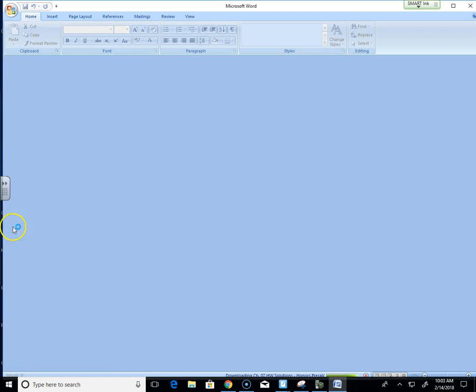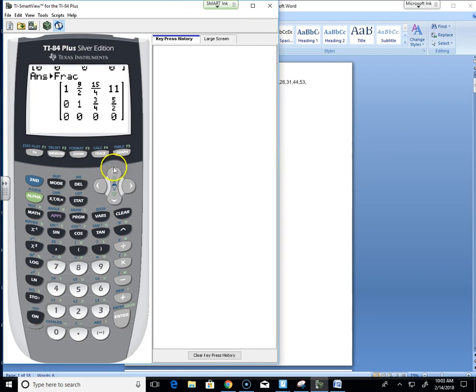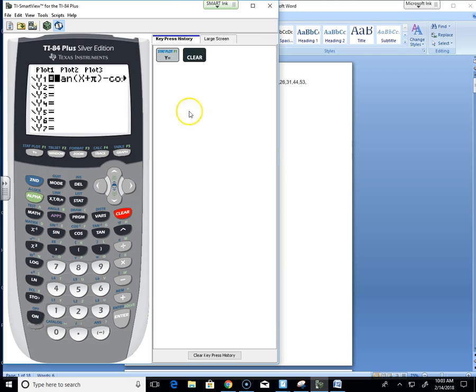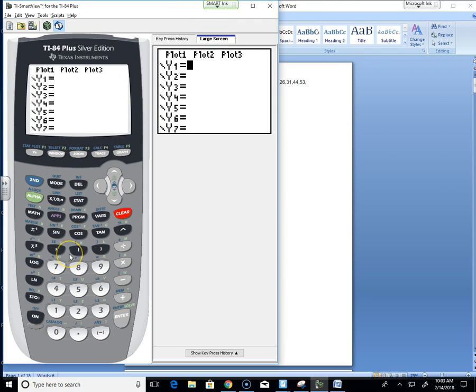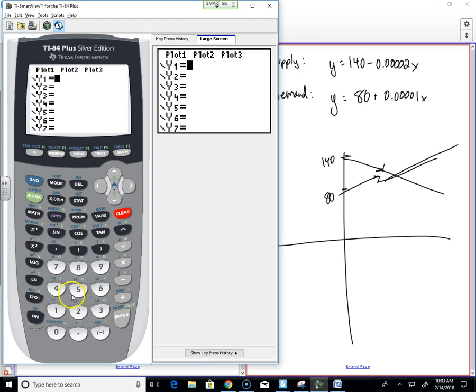Let's first of all talk about shading. How do you guys get your calculators to shade in general? I'll put in the equations that we have from this word problem. So our equations are going to be 140 minus 0.00002x, right? I typed it in, okay? And then 80 plus 0.00001x. Okay.